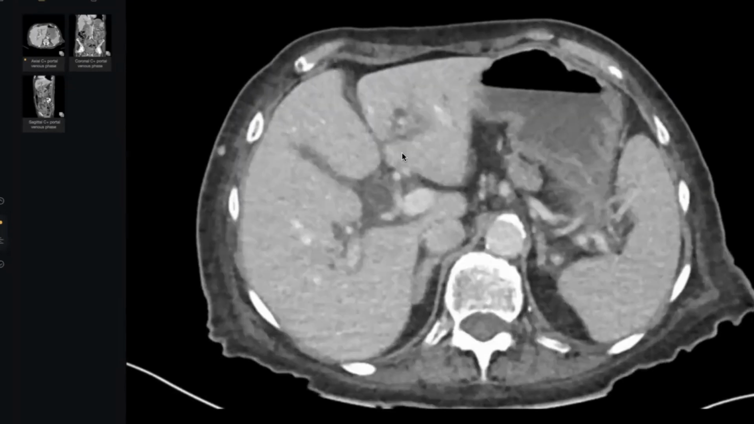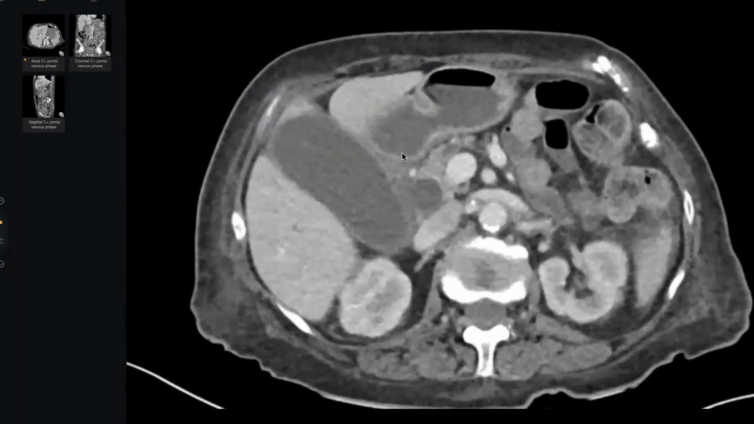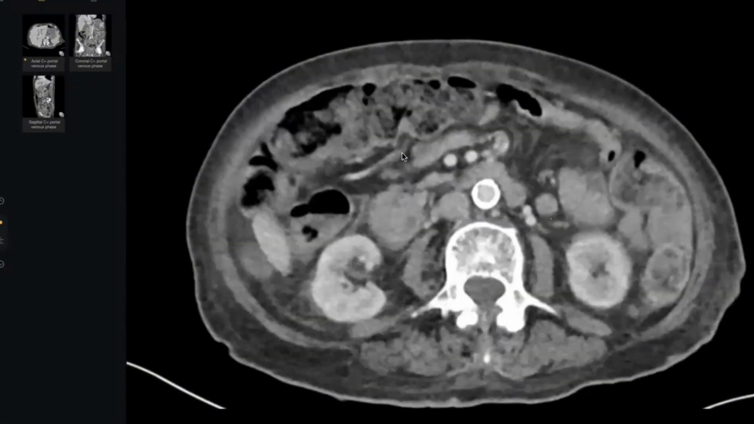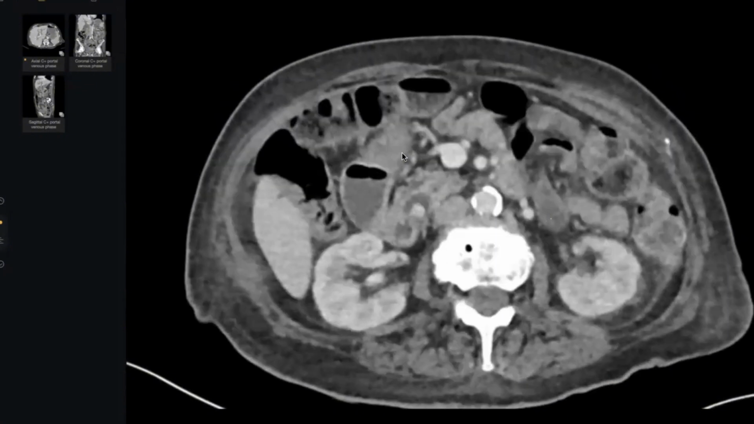So the patient will first need antibiotics followed by a procedure to retrieve the stones from the common bile duct and relieve the obstruction. Excellent. ERCP and stone removal. Thank you, doctor, so much. Thank you for all of you.